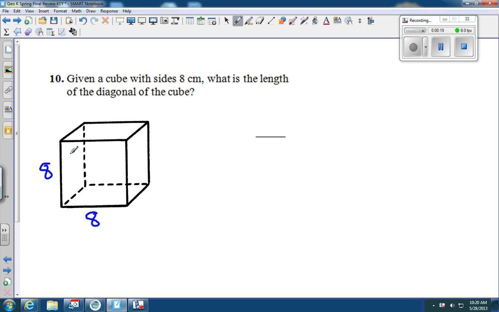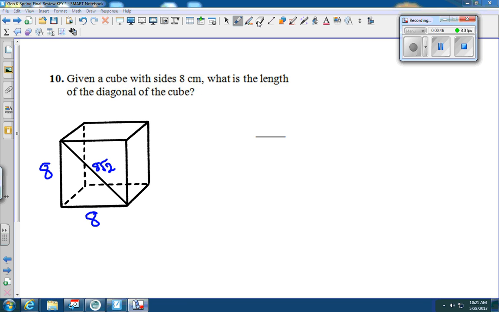Okay, so the first thing I need to do is find this diagonal right here. It's asking you for the diagonal of the cube. So I'm going to find the front diagonal of this front face. I know that if these sides are 8, this face diagonal is going to be 8 square root of 2, by Pythagorean theorem or our special right triangle rules.